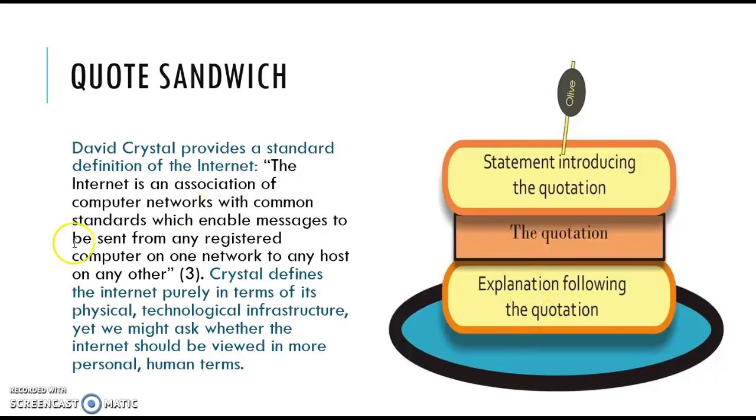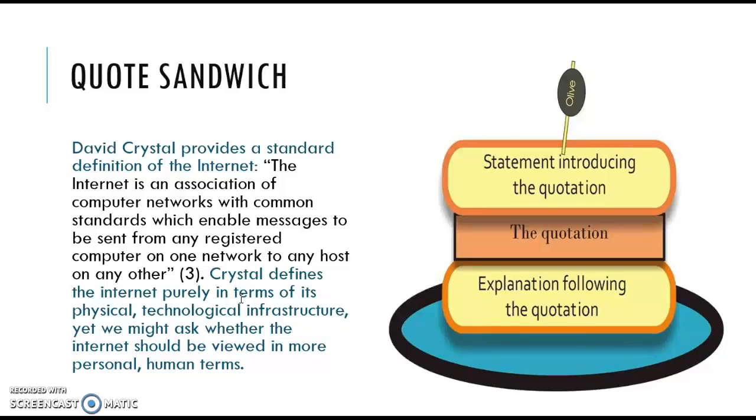So let's look at an example of how that would appear for that quote from Crystal. So we have the quote here that I read earlier. The internet is an association of computer networks, blah, blah, blah. To put that quote within a sandwich, we'd have a statement introducing it. David Crystal provides a standard definition of the internet. And then we'd follow it with an explanation, some sort of commentary on it, some sort of discussion of it.